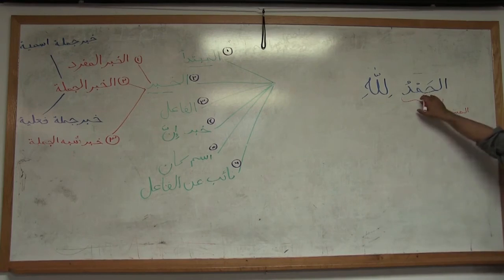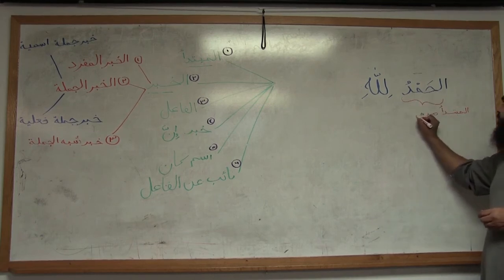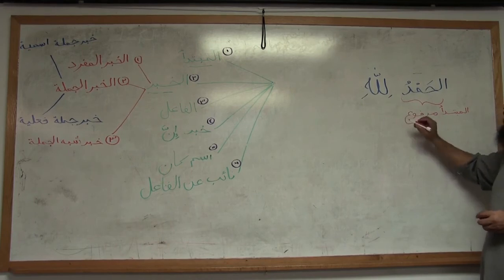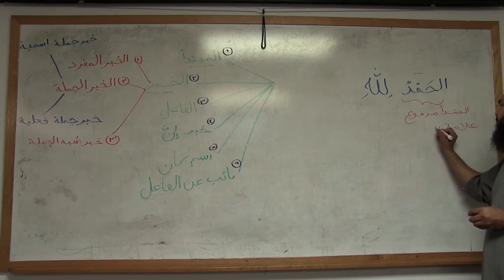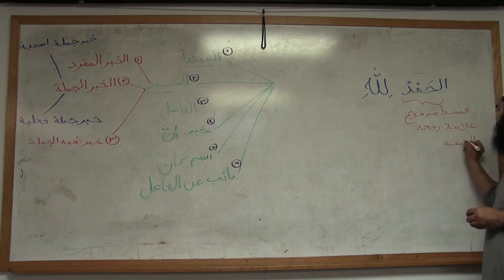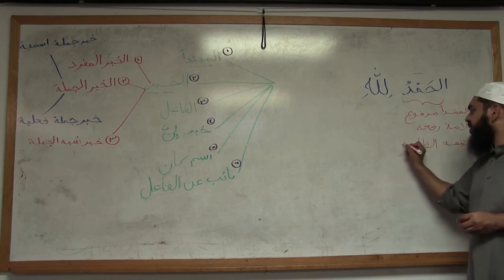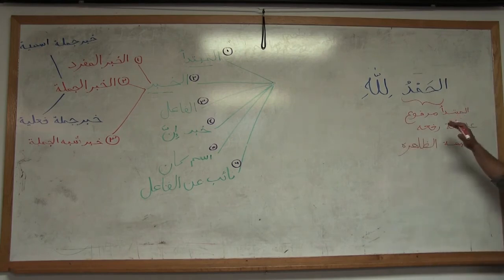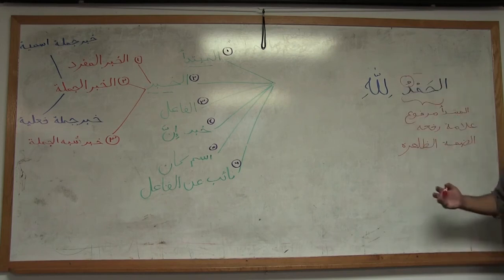Al-Mubtada is Alhamdu. Tayyib, everybody good with that? Is it marfu', mansub, or majroor? Marfu'. What is the alamatul raf'i? Dhamma. Excellent, Yusuf. It is the dhamma. What type of dhamma, Yusuf? Is it dhahira, or is it mahdoof, hidden? Say it. Excellent. Where is your khabar?